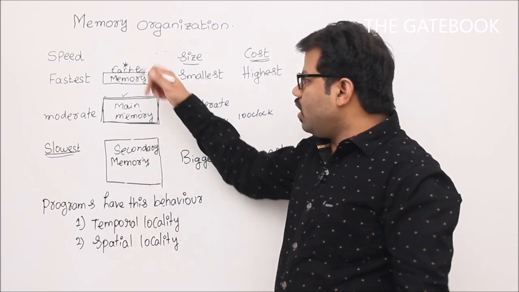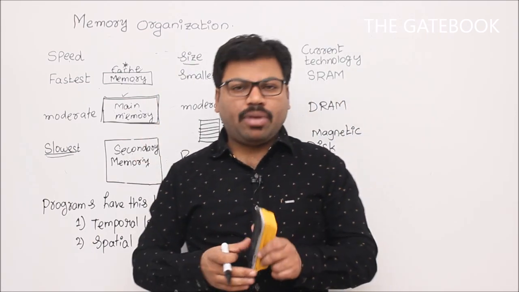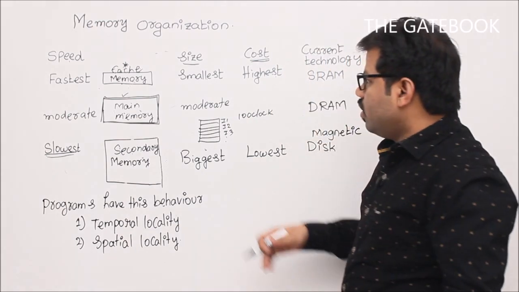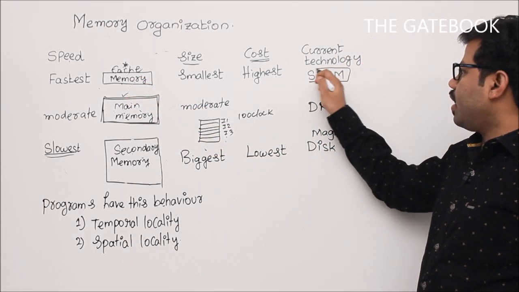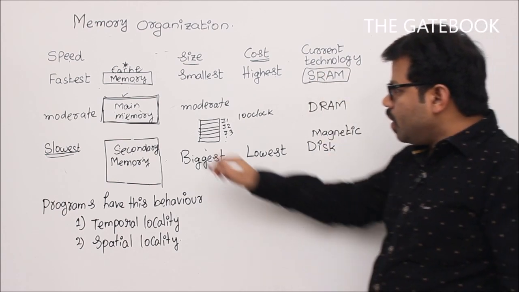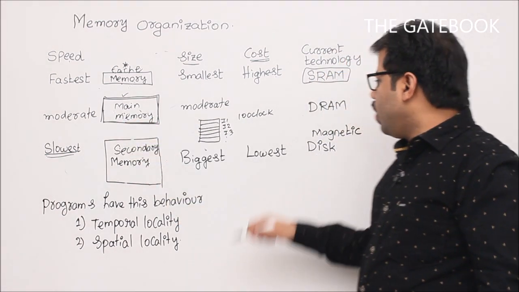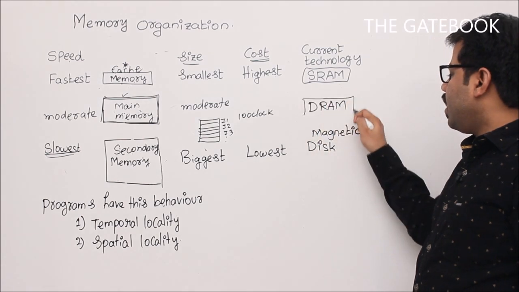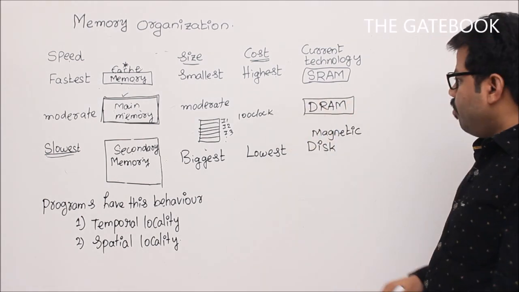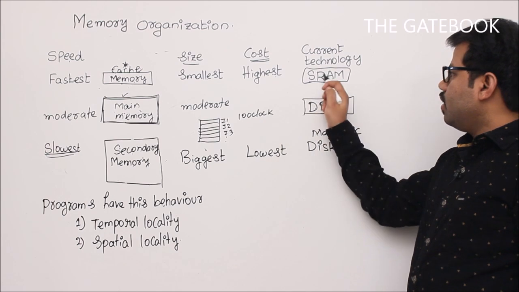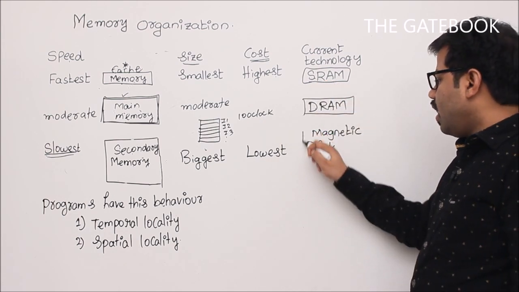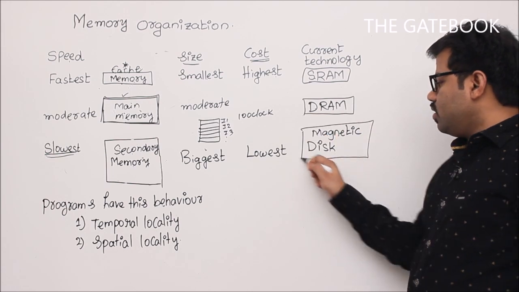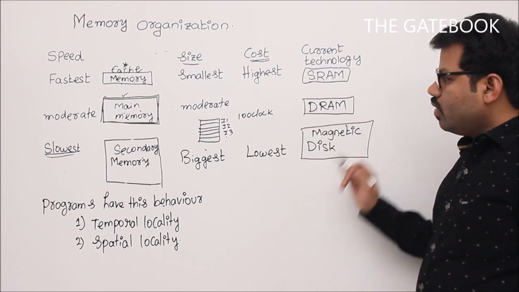The cache memory model is different. That means the way they are prepared is different. To prepare cache memory, we use a technology called static RAM technology. Now to create main memory, we use dynamic RAM technologies. So that's why main memory is DRAM and cache memory is static RAM. We know that a hard disk is made of magnetic disk, right? So that is a model of secondary memory.